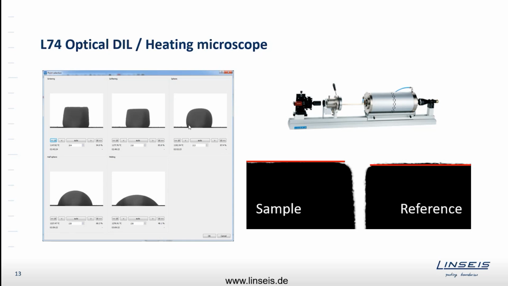The heating microscope mode has a resolution of several microns, so it's not an expansion measurement anymore, it's more geometry shape detection. On the other hand, the system has a real dilatometer mode.